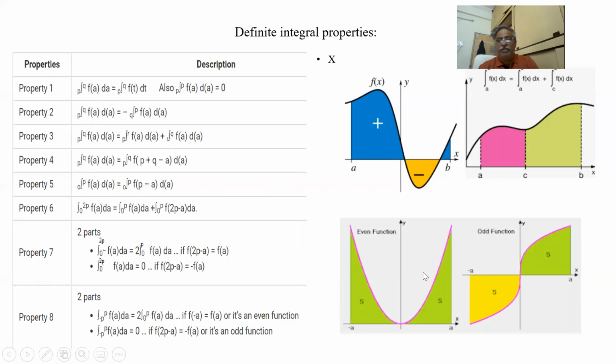This is nothing but the same. You see here, this is an even function. Minus a to plus a: minus a to 0 is also f of a, positive, and 0 to plus a is also positive. So I'm getting areas are equal. So 2 into 0 to a, f of a dA.